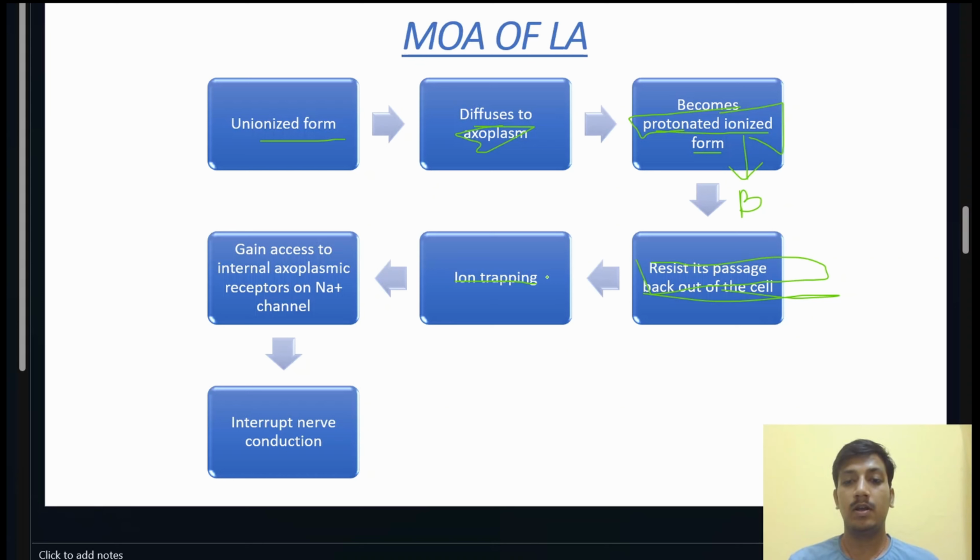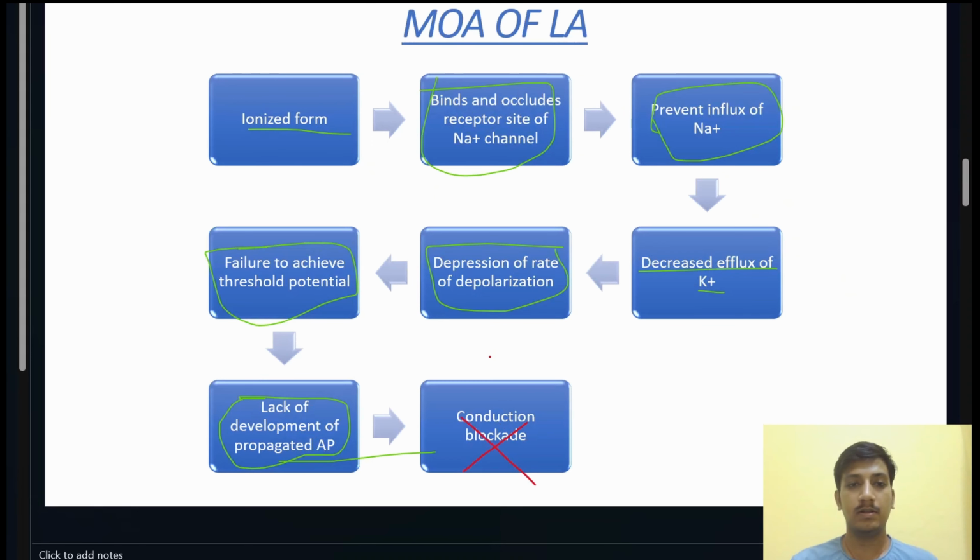Therefore it does not go outside and becomes trapped inside the axoplasm, and this trapped ionized form of LA gains access to the internal axoplasmic receptors on the sodium channel and interrupts the nerve conduction.